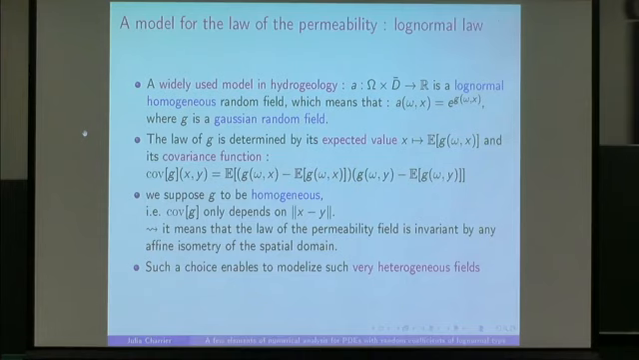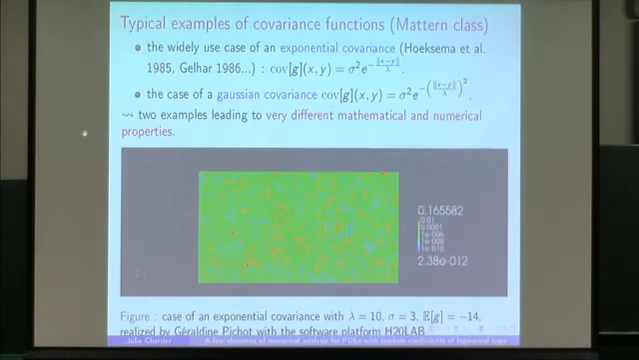And to simplify, I will suppose that the expected value of the Gaussian field is equal to 0, and then the law of G being determined by the expected value and the covariance, you have defined the law of your coefficient A. So it's enabled to modelize very heterogeneous field, and there is some picture here. And what's important is you really get close to 0 and close to very high value. So it can go very close to 0 and very close to the infinity.